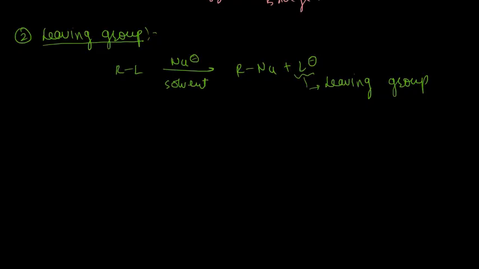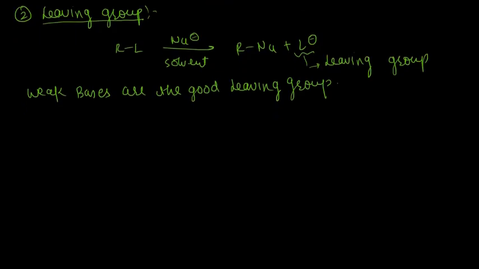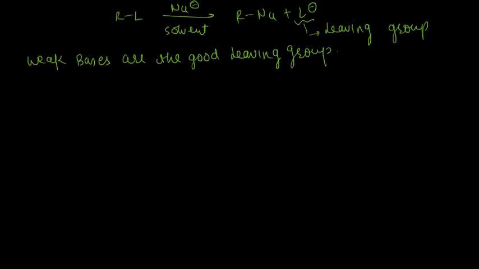So actually what are the leaving groups? Weak bases are good leaving groups. This is actually the textbook definition: weak bases are good leaving groups. But what do I recommend? I recommend checking which anion is from a strong acid. Say L minus is from HL, and HL is a strong acid, then it is a good leaving group. We're not gonna check the base every time. We're gonna check the acid, and that anion is a very good leaving group.